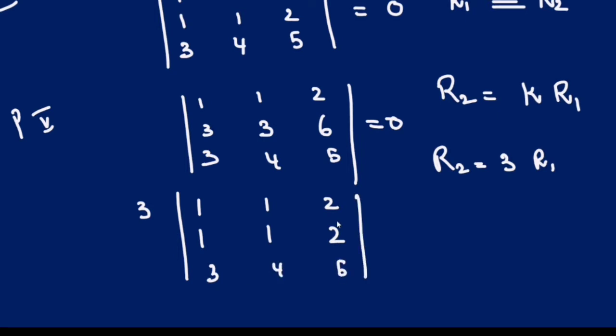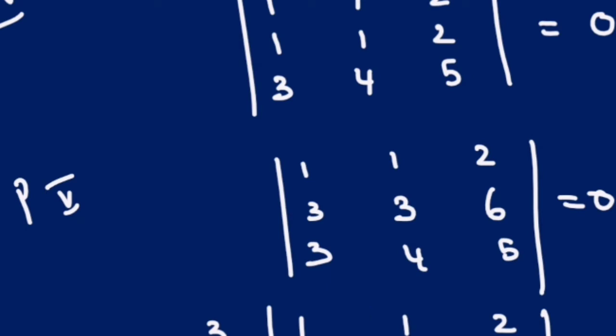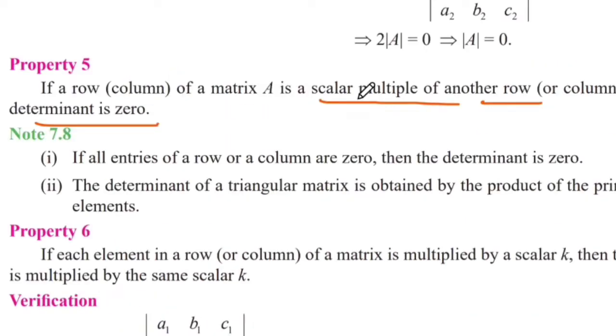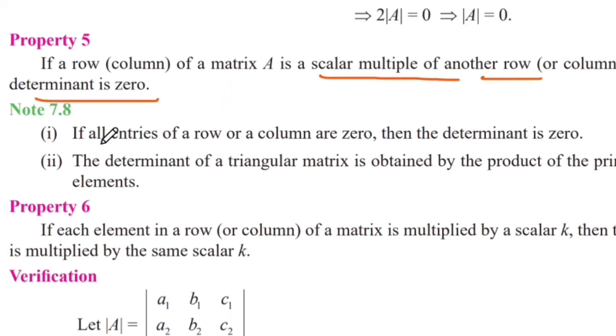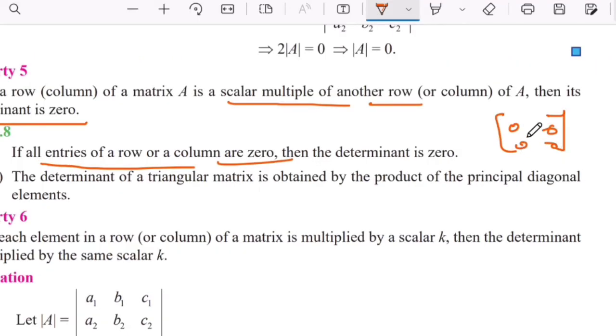Now I use property 4. Property 4 says if 2 rows are identical, the value is 0. So if 2 rows are proportional also, the determinant value is 0. Scalar multiple, then its determinant is 0. Next, if all the entries of a row or a column, all the elements, are 0, what happens? It will be 0 only. If all the elements are 0, the determinant is 0.